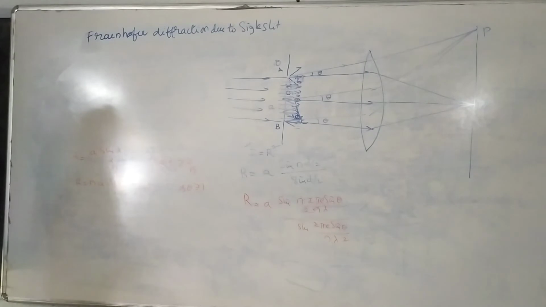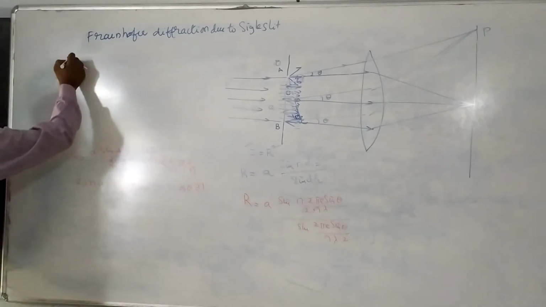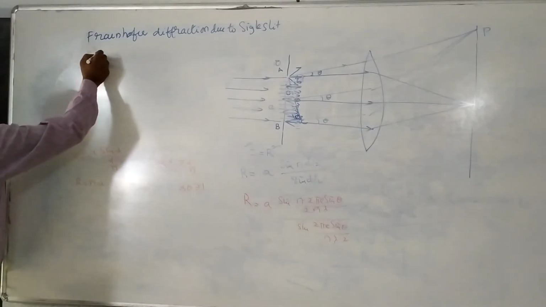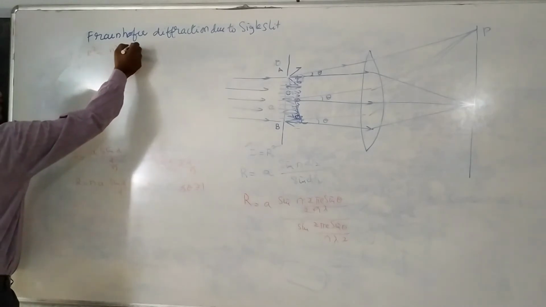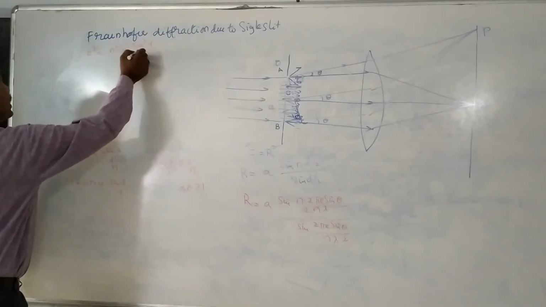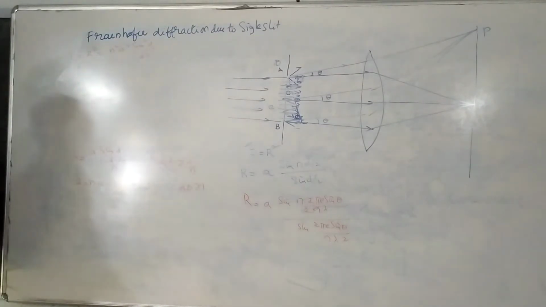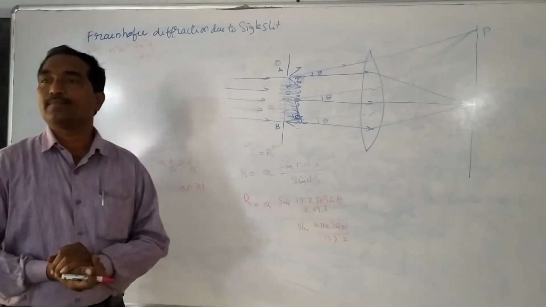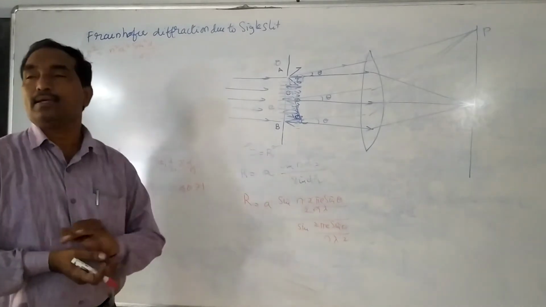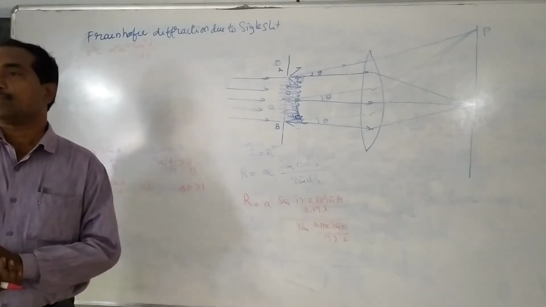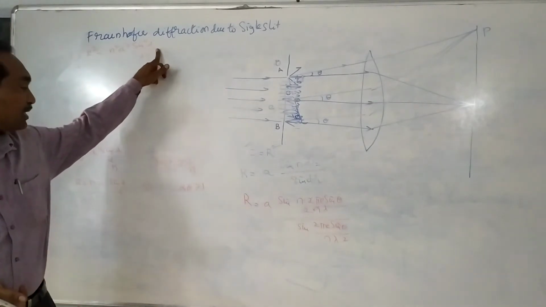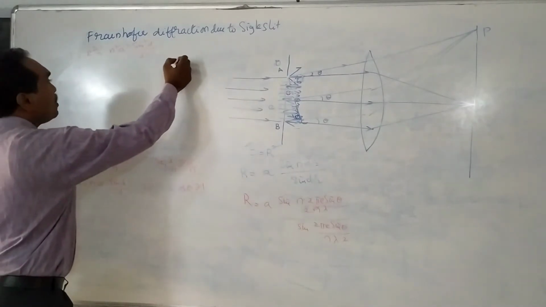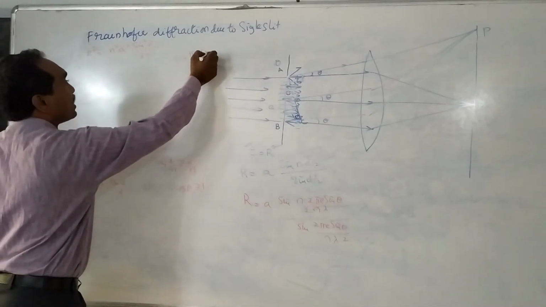So the resultant intensity I is equal to R square, that is equal to n square A square sin square alpha by alpha square. Now by using this equation, we can analyze what is the intensity at point P, depending on the value of alpha. What is alpha? Alpha is equal to pi a sin theta by lambda.